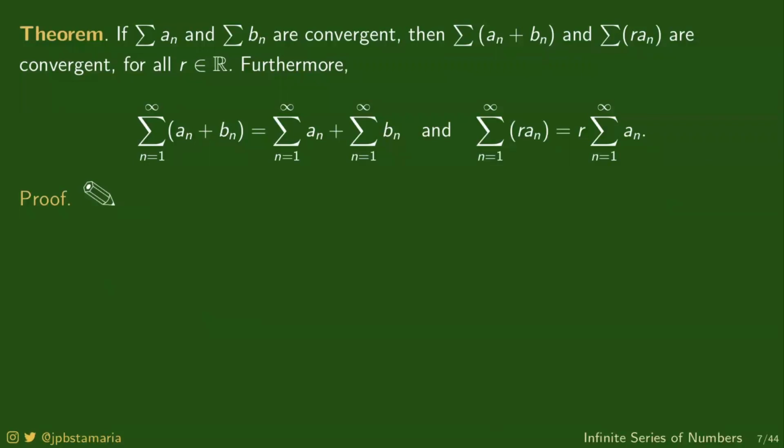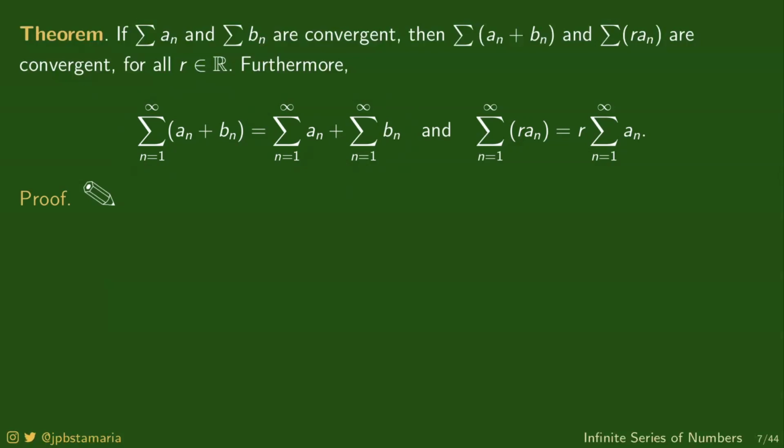Ito naman, term-wise multiplication by a constant R. Lahat ng term multiply by R. Convergent din daw itong dalawa. In fact, we were able to point out kung anong sum nila. Yung sum nung term-wise sum ng AN at BN is just the sum of the individual sums of the two series. Okay? Kung meron ka namang R dyan sa loob, you can bring that out just like for finite sums. Hindi naman ito nakakabigla kasi ito'y properties ng mga finite sums.